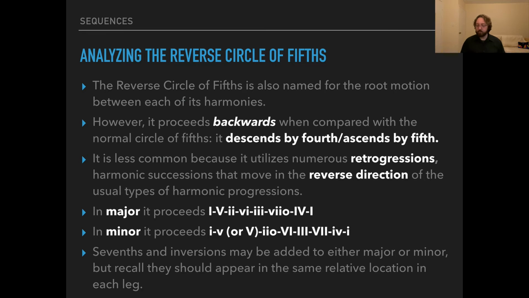And in minor, it will likewise sound a little bit out of place, going from 1 to minor 5 to 2 diminished to 6 to 3 to 7 to 4 to 1. A lot of progressions in there that don't sound quite like the tonal forward motion that we're expecting in common practice era music. You can certainly add sevenths and inversions in either major or minor, but recall, as always, that they should appear in the same relative location in each leg.